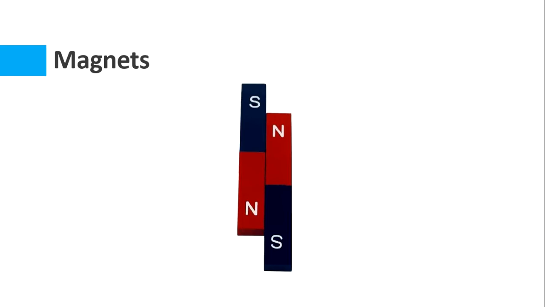Because of this, the atoms of iron and nickel and cobalt tend to point their magnetic fields in the same direction. These elements actually form strong magnets.